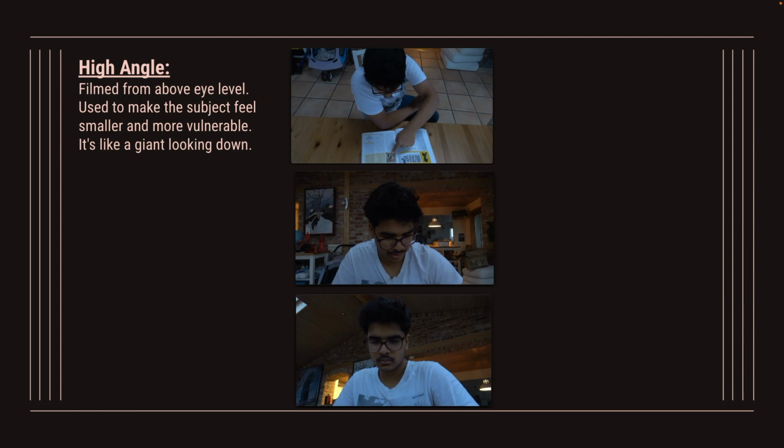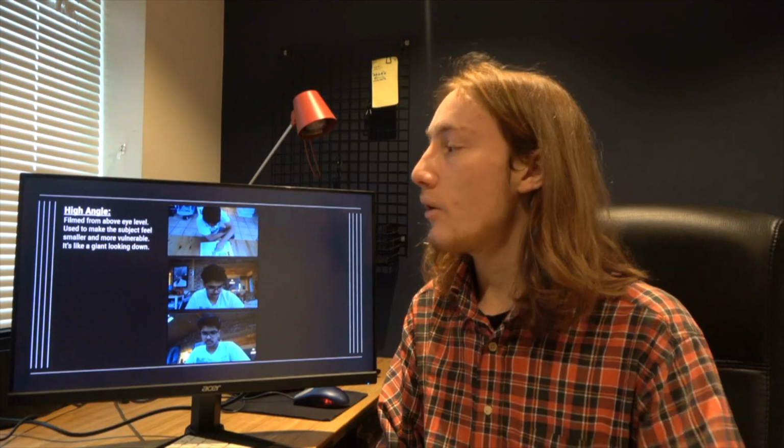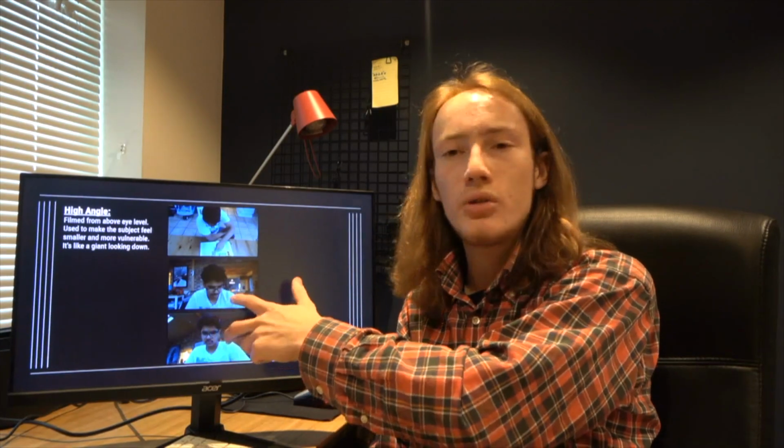And here it's used to show what the character is pointing at in the book. They're basically reading a book and they're pointing at it. And what are they pointing at? Well, this shot shows it. Now, if this is called a high angle, what do you think these 2 bottom ones are called?